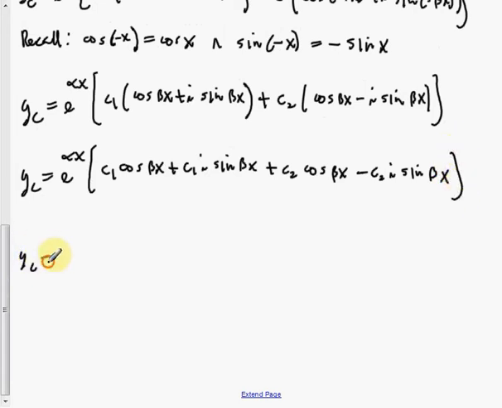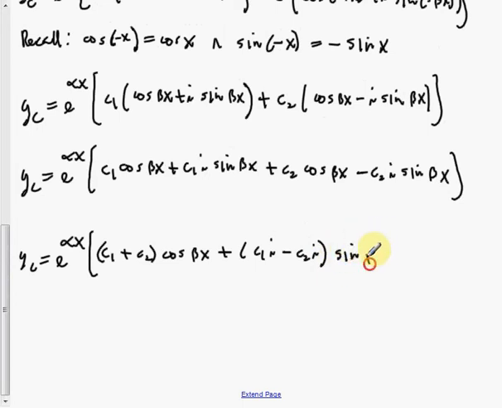Now let's get the cosines together. So y sub c is equal to e to the alpha x. When I get the cosines together, notice here that I have c sub 1 plus c sub 2 all times cosine beta x. And then plus parentheses c sub 1 i minus c sub 2 i times sine of beta x.